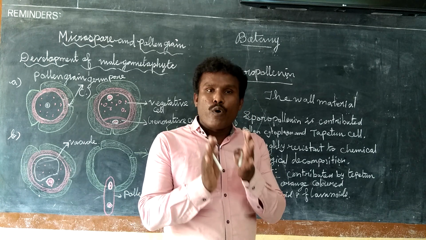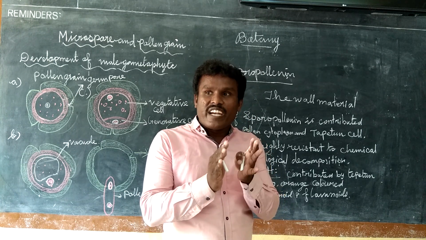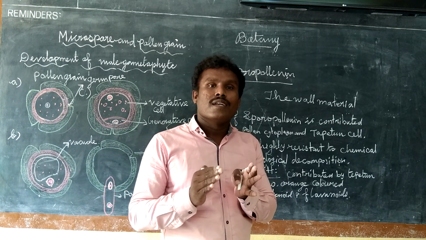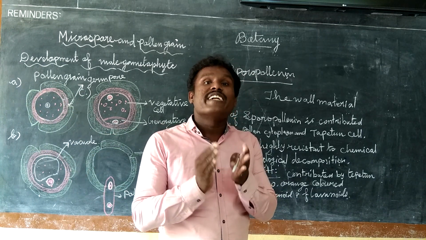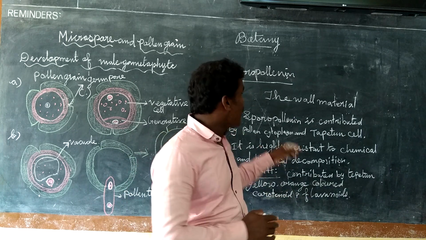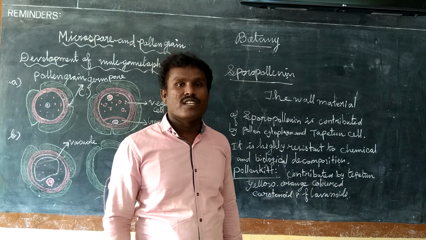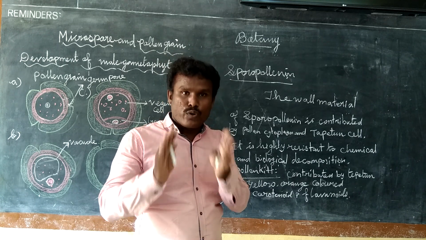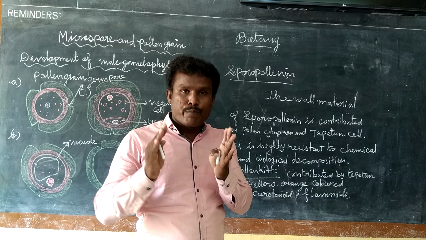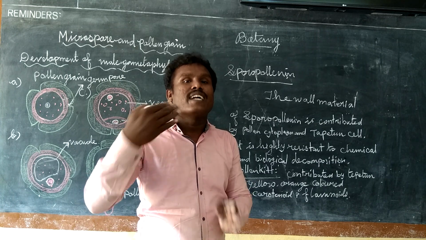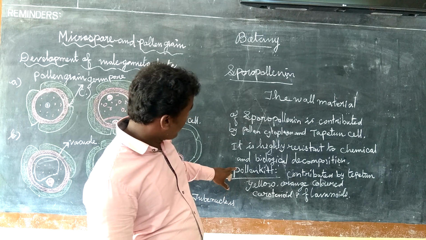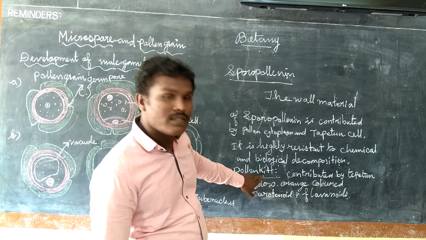As well as the pollen grains, when it is time to go to the stigma, it needs to avoid damage from any other external sources. For that, this sporopollenin is very important. So, sporopollenin is a chemical substance which protects the pollen grain from external damage. This is regarding sporopollenin.